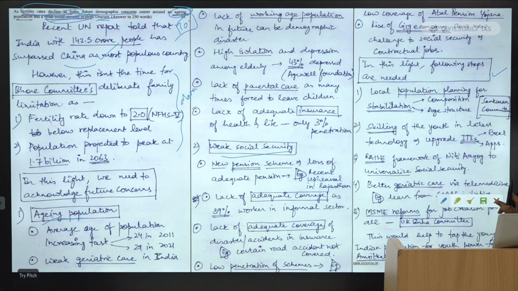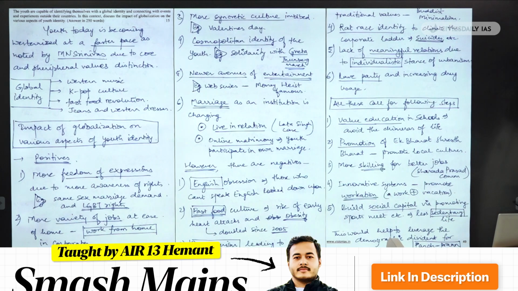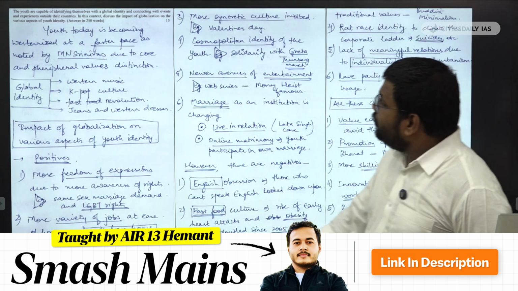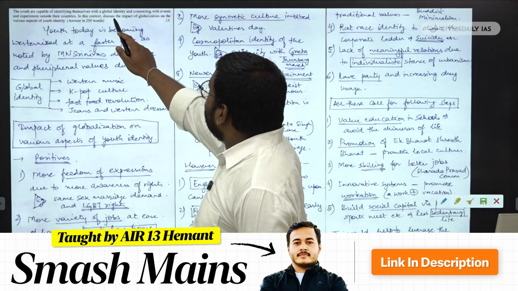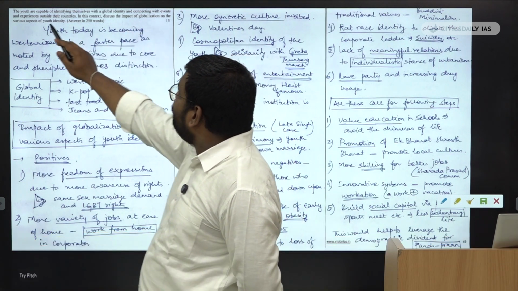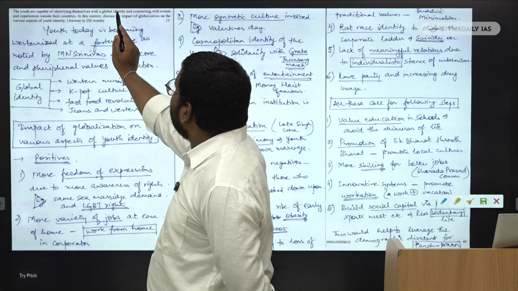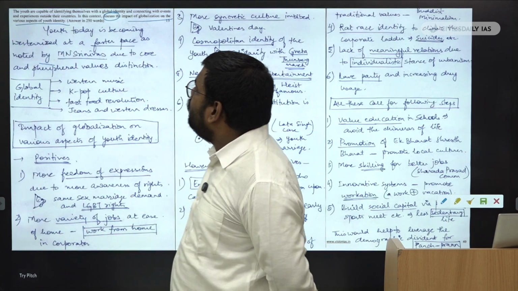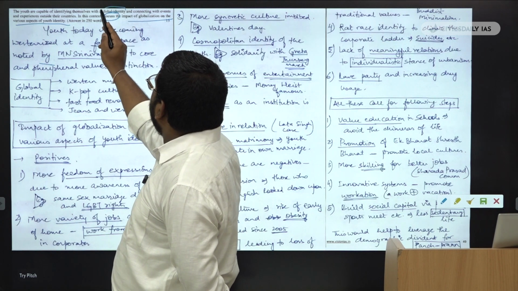Okay. If you see the same answer of Animesh, here what he has done, this is another question of his. Again, youth are capable of identifying themselves with global identity and connecting with events and experiences outside their countries. In this context, discuss the impact of globalization on various aspects of youth identity. Again, the one keyword was global identity.